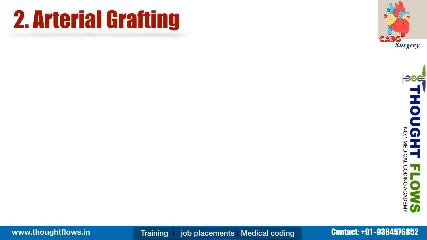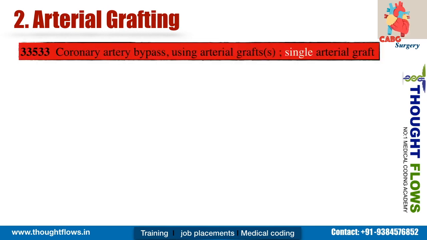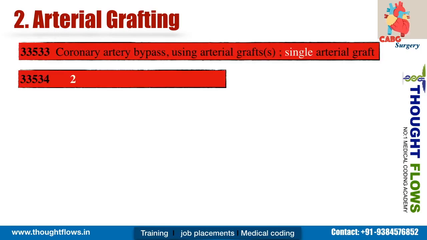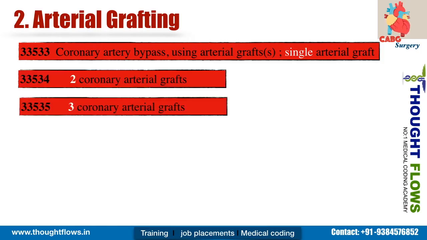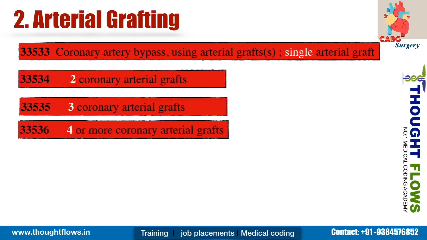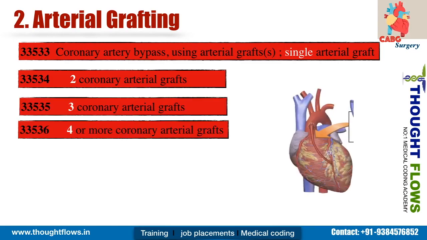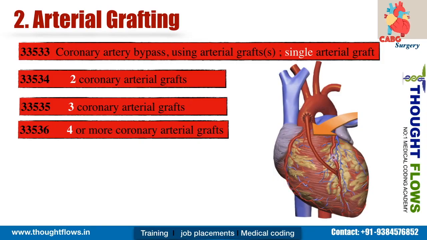Next, coming to the arterial grafting, here surgeons will use arteries as grafts for CABG surgery, and the code classification is based on number of arterial grafts used. 33533 is the code for single arterial graft, and 33534 is for 2 arteries, 33535 is for 3 arteries, and if surgeon is using 4 or more arterial grafts for CABG, then we have to take the code 33536.